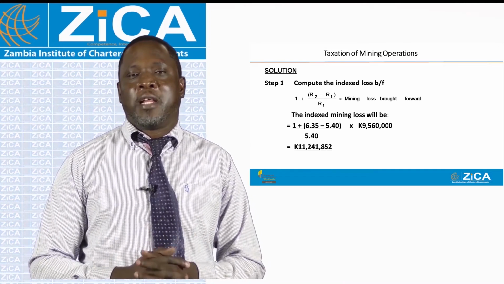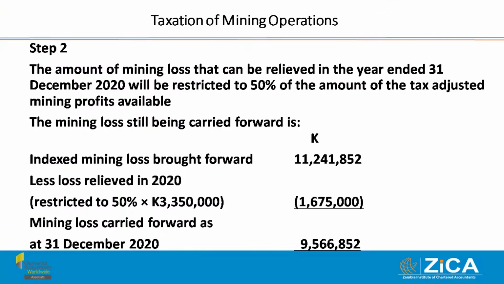Once you have indexed the mining loss, what do you do next? You determine the amount of mining loss that can be relieved. Now, mining companies are not permitted to use all the taxable mining profits they have made in a particular year to offset a loss which was suffered in an earlier year. A mining company is only permitted to use 50% of the profits they have made in a particular year to offset a loss which was made in an earlier year.